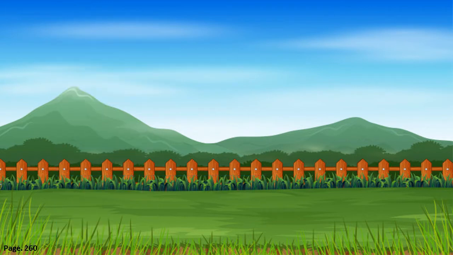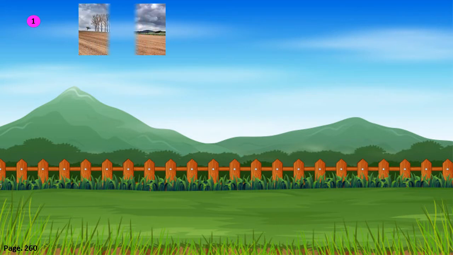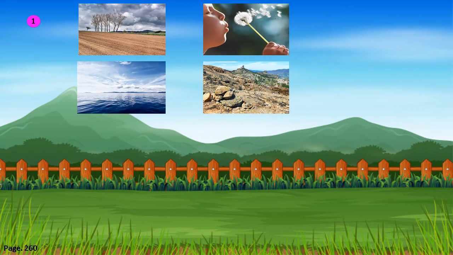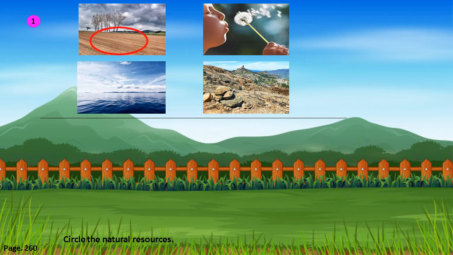Let's proceed to solve our exercises on page 260 in our science book. And for question number 1, we have to take a look at these 4 pictures and to circle the natural resources. Fantastic job! Let's draw a circle on the natural resources in each of these pictures. The first resource here is soil. The second one is air. The third one is water. And the fourth one in the fourth picture shows rocks.